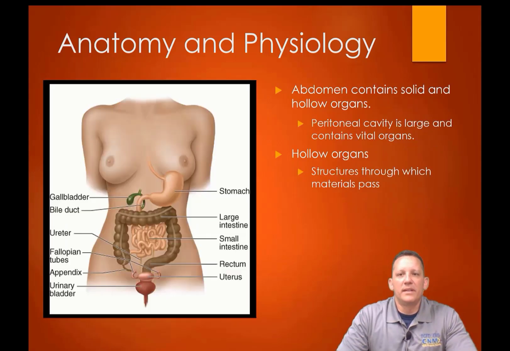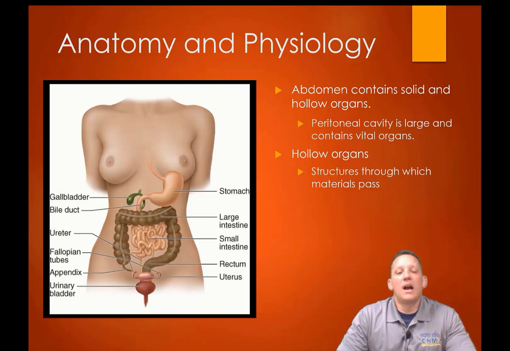Just a reminder again that the abdomen contains solid and hollow organs. The peritoneal cavity is basically the abdominal cavity, and it contains many of these vital organs. The hollow organs are structures through which materials are going to pass. So if you're thinking about hollow organs, we're talking about the GI tract, the bladder, the uterus, the gallbladder.